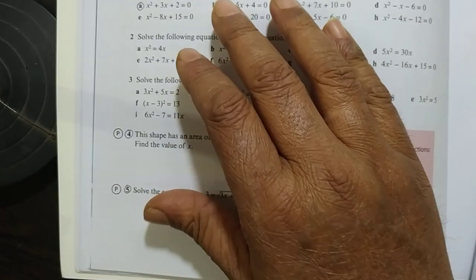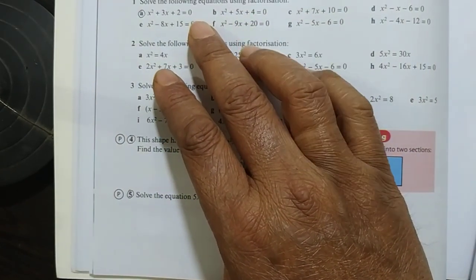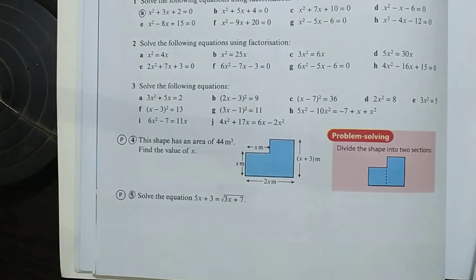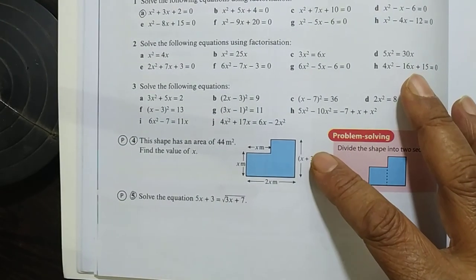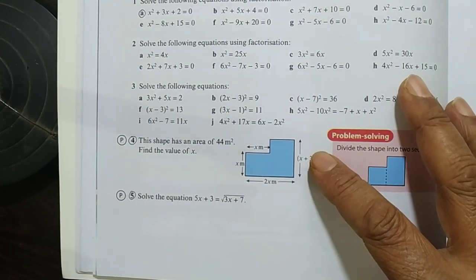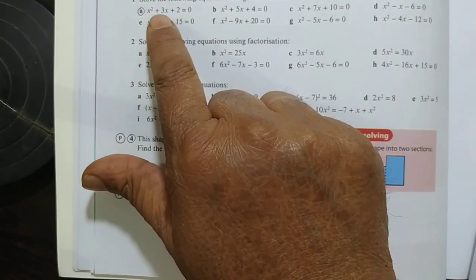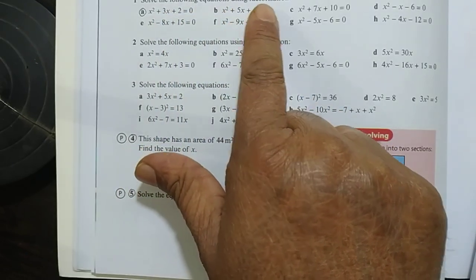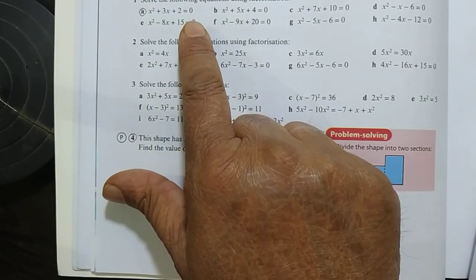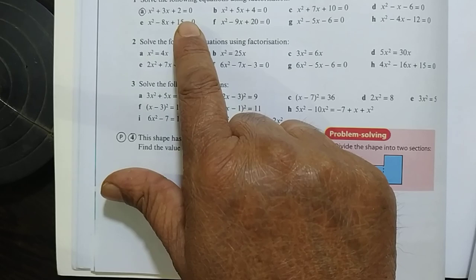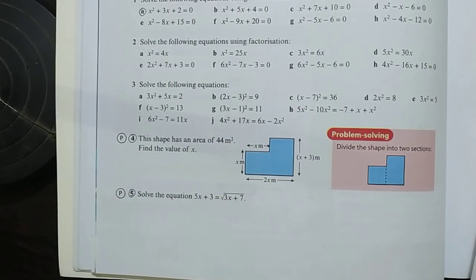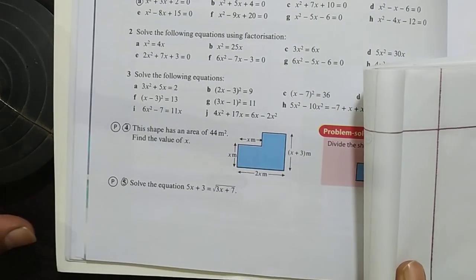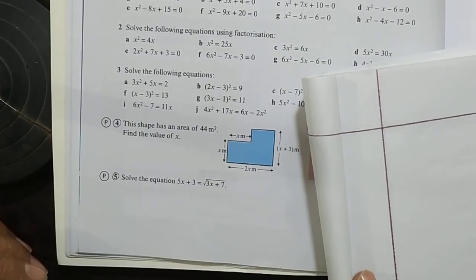So today we will start from exercise 2A. First math. Here in question number 1, solve the following equations using factorization. So here we have quadratic equations. For any type of quadratic equation, you will have two solutions.